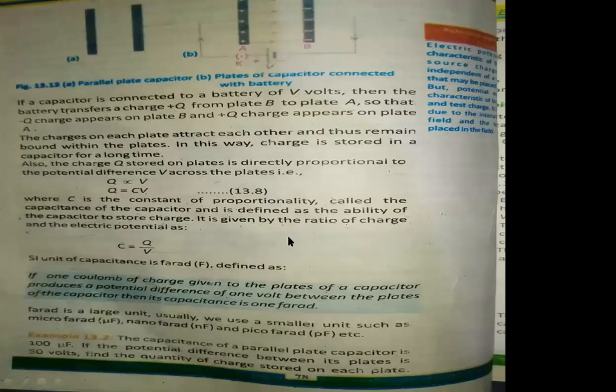So we need to find out in this numerical Q, the charge stored. The formula for finding Q is Q is equal to C times V. So capacitance is 100 into 10 power minus 6, and V is 50 volt. Solve this and you will get 5 millicoulomb. So charge on each plate will be 5 millicoulomb.